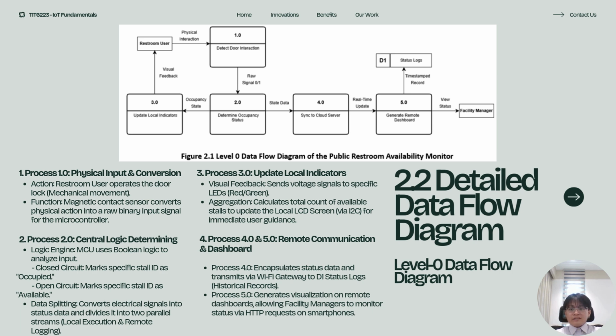Finally, the flow extends to the remote network in processes 4.0 and 5.0. Process 4.0 is responsible for managing remote communication. It encapsulates the status data and transmits it via the Wi-Fi gateway to the D1 status log, creating a historical record of the usage. Process 5.0 then checks this real-time data and generates a visualization on the remote dashboard. This allows the facility manager to monitor the restroom status seamlessly through their phone or tablet by using HTTP requests.